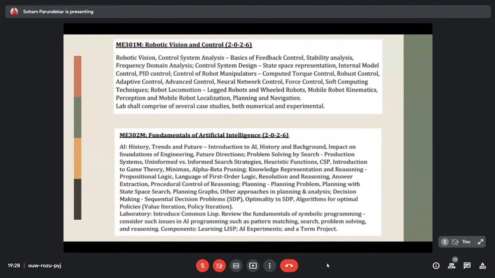So this minor is good if you want a future in robotics, and it is different from the DSAI minor because it is more like application of AI in robotics, whereas DSAI involves proper study of data analytics and data. So that's it.